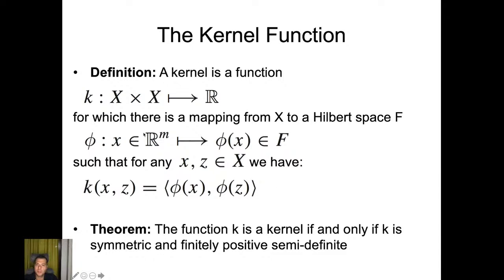One way to prove that a function is a kernel is to define the embedding map, the embedding function phi, or the alternative solution is to prove that the corresponding kernel matrix is symmetric and finitely positive semi-definite.